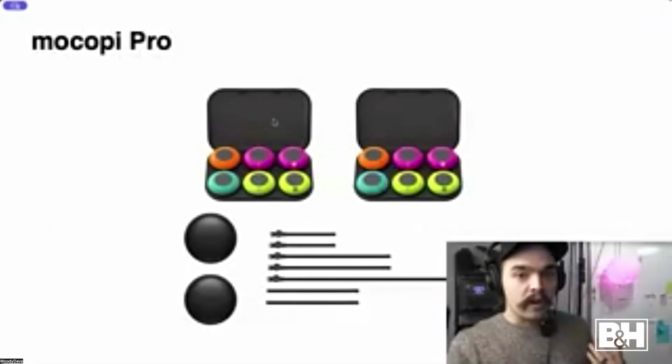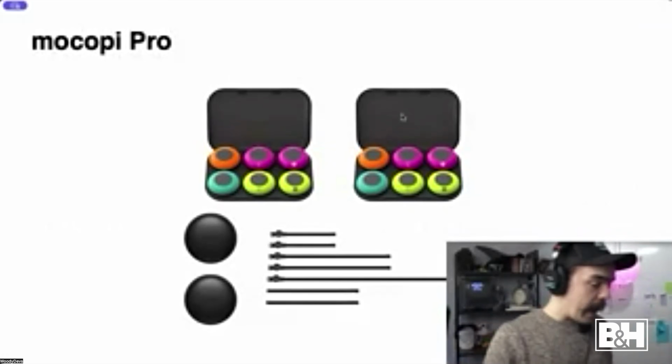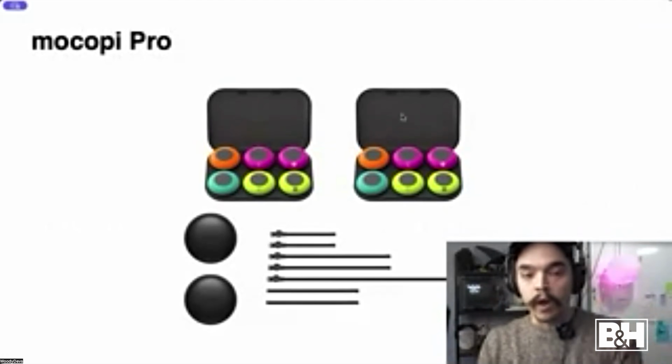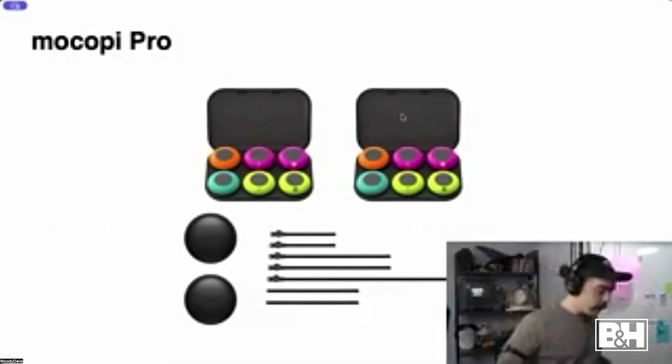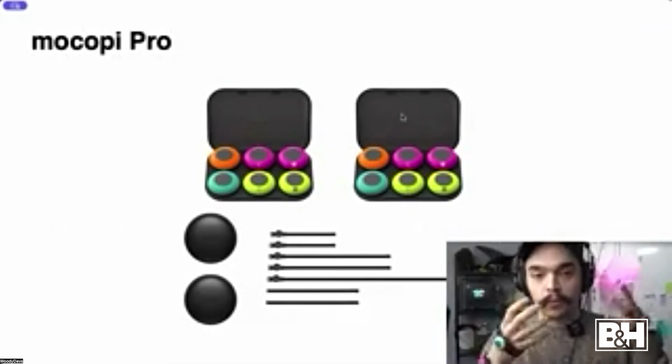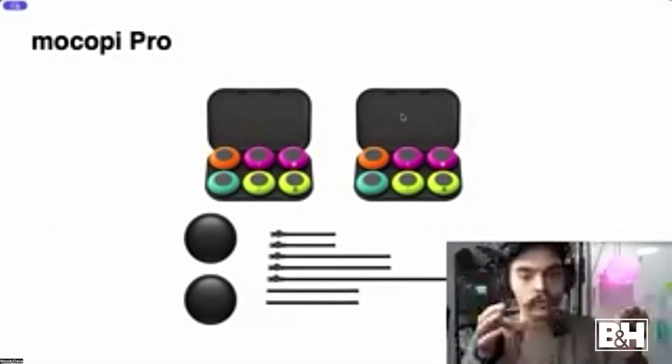Here's a picture of mocopi pro. This is the stuff that comes with it. You have your 2 packs. You also have these 2 little wireless receivers that are receiving all of the mocopi wireless signals that each one is sending. And then those 2 things bring it all together.